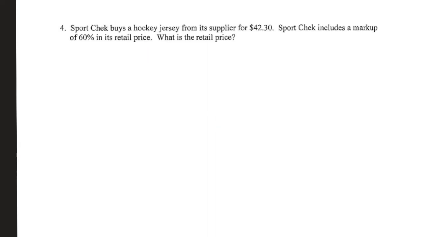Question 4. Sport Chek buys a hockey jersey from its supplier for $42.30. Sport Chek includes a markup of 60% in its retail price. What is the retail price? You guys all get that that's the way stores work, right? Especially merchandisers. If they don't make the product themselves, they buy it from somebody else, and then they turn around, mark up the price, and sell it to you.